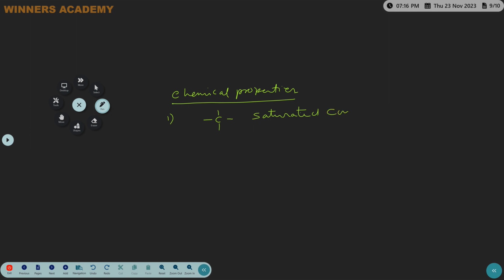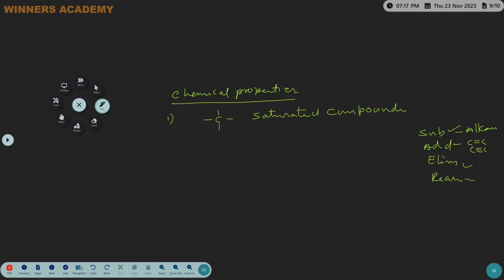Substitution reactions. These are saturated compounds. Reactions are of 4 types. What are those 4 types? Substitution reactions, addition reactions, elimination reactions and rearrangement reactions. So, which compounds give substitution reactions? Alkanes. Alkanes give substitution reactions. Addition reactions are given by unsaturated compounds with a carbon-carbon double bond or carbon-carbon triple bond. Elimination and rearrangement are different types of reactions.